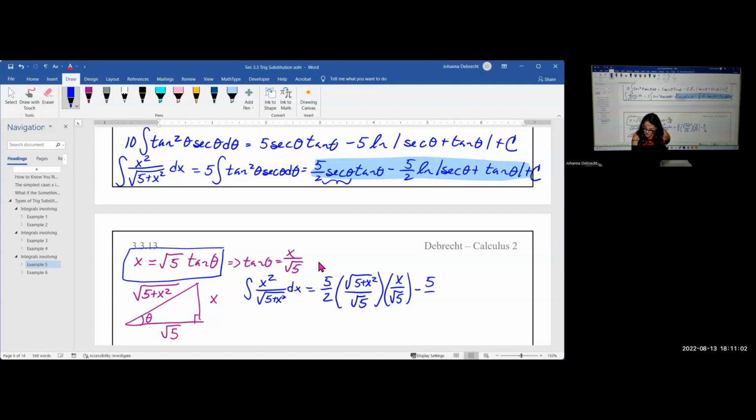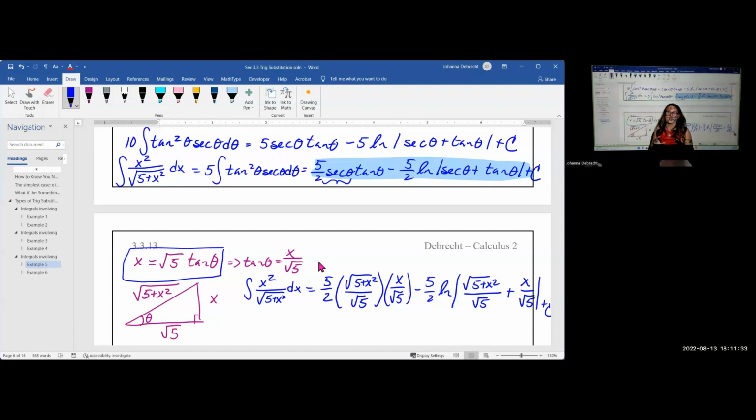Minus 5/2, natural log, absolute value, secant theta again, which was that first expression, (5 plus x squared) under the radical divided by radical 5, plus tangent of theta, which was the second expression, x over radical 5, plus a constant. Now, can you clean this up? Yeah, you can clean it up a little bit.